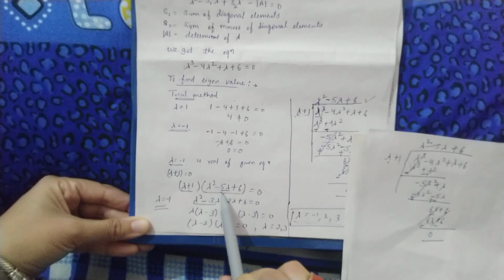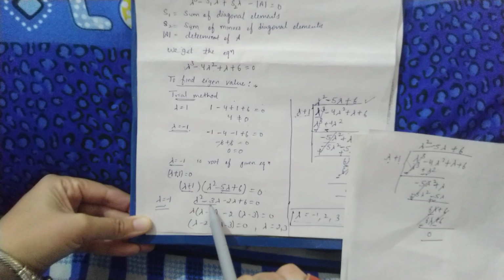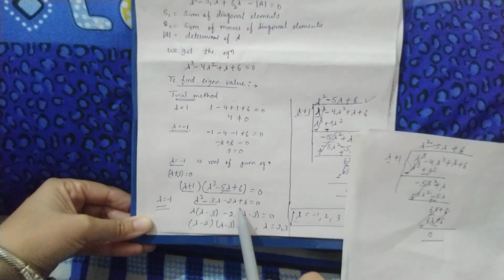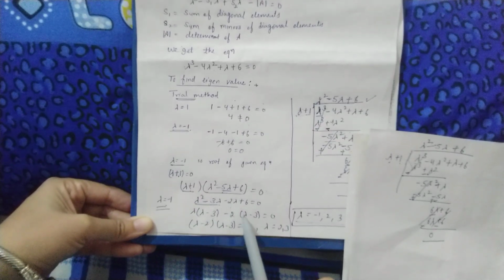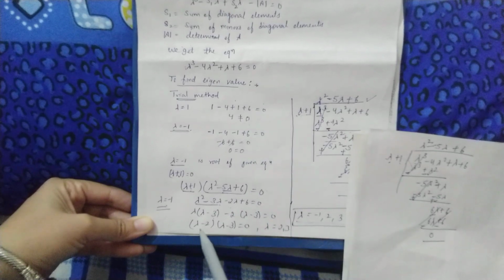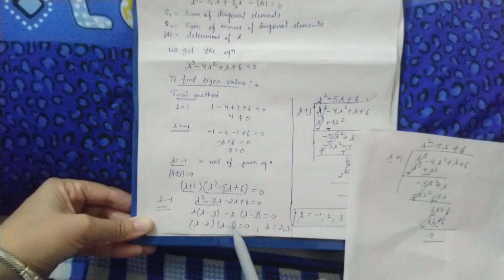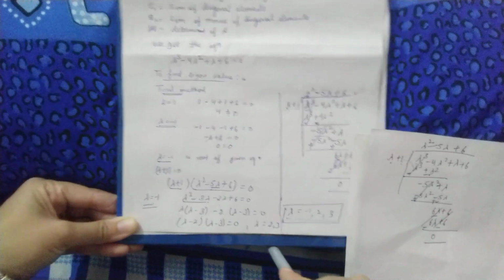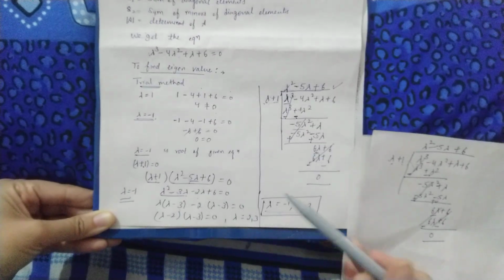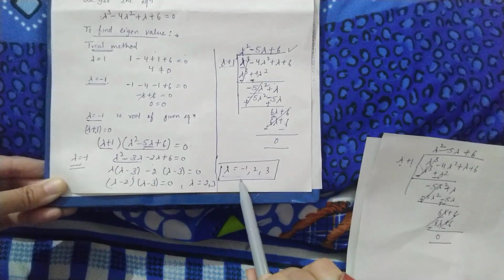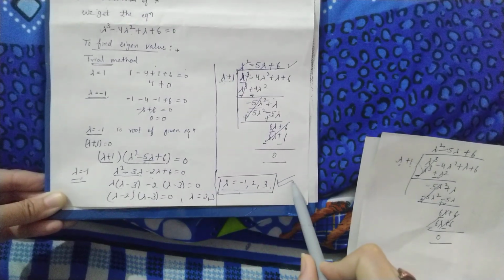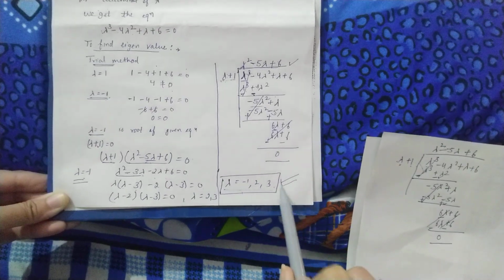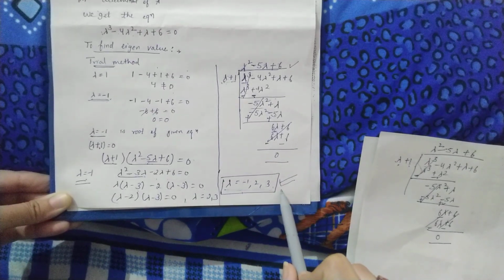Lambda square minus 5 lambda plus 6, we can write 5 lambda as minus 3 lambda minus 2 lambda plus 6 is equal to 0. Taking lambda common, we get lambda minus 3. Taking minus 2 common, we get lambda minus 3 is equal to 0. So there are two factors, lambda minus 2 and lambda minus 3 equal to 0. What are the values of lambda? 2 and 3. Total values of lambda are minus 1, 2 and 3. These are called the roots of the given equation, also called the eigenvalues or characteristic roots.